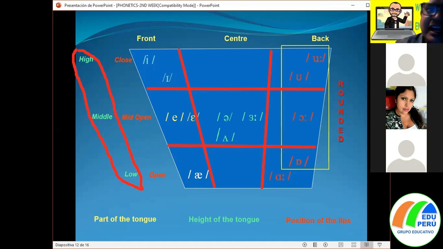Yes, we have three characteristics: part of the tongue, height of the tongue, and position of the lips. But teacher, you told us that we have five. Where are the other two characteristics? Can we see them here in this diagram? Because we have the length of the sound and tenseness of muscles. Where are they? Can we identify in this diagram these two characteristics? Yes. How? Notice here how.